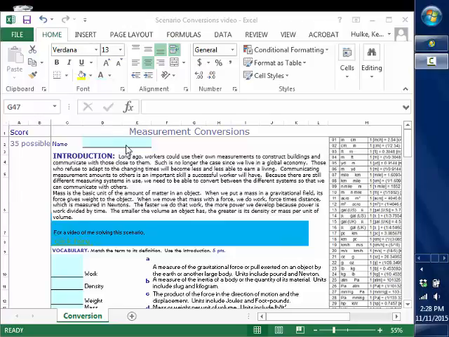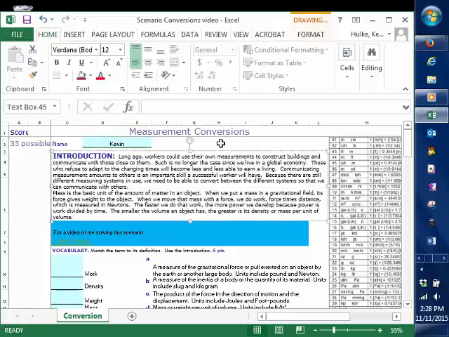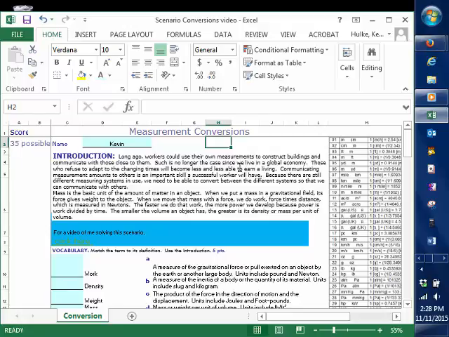This is the conversion scenario. The first thing you want to do after you save it is make sure you put your name at the top. Long ago, workers could use their own measurements to construct buildings and communicate with those close to them.